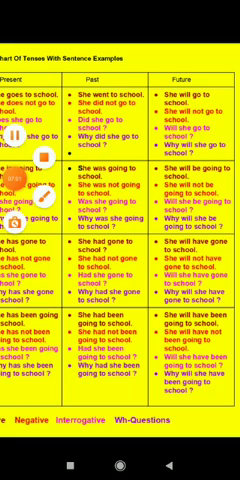So dear children, I hope today you all have followed simple present tense, simple past tense and simple future tense.